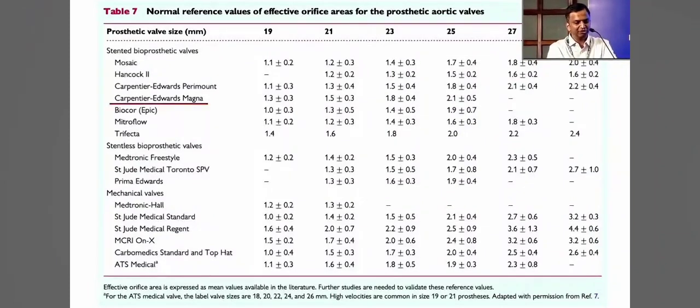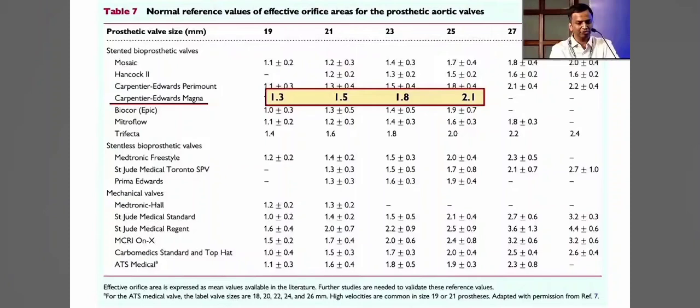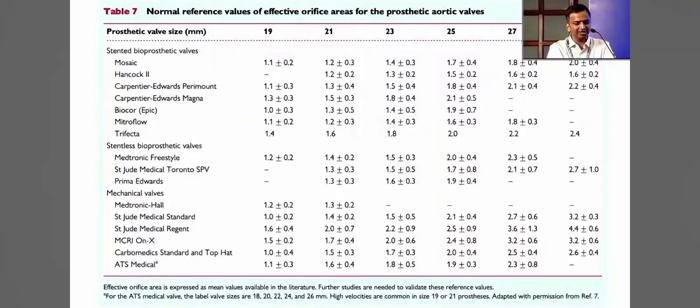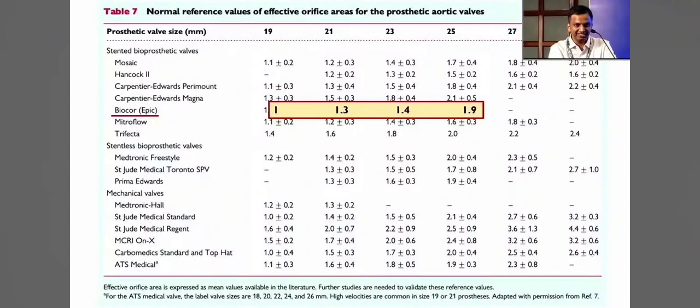So if you look at this, like the Carpentier-Edwards Perimount Magna valve, we'll just look at the size 19 valve. The EOA of that valve is 1.3. And another commonly implanted valve that we implant here, the BioCor Epic valve, if you look at the EOA of the 19 size valve, it's only 1. So it's significantly less than the Perimount.